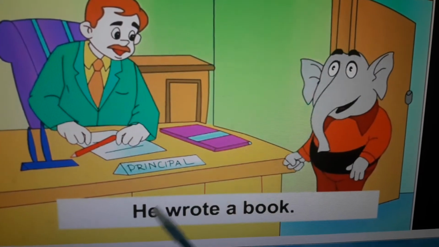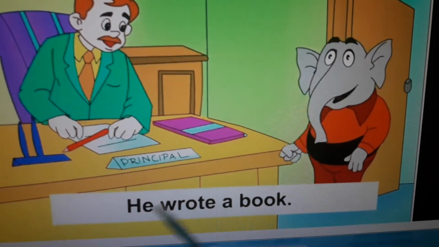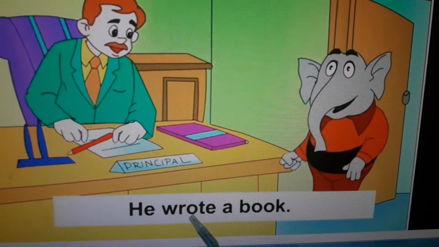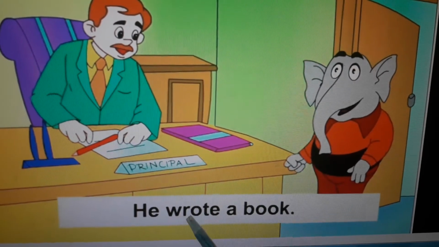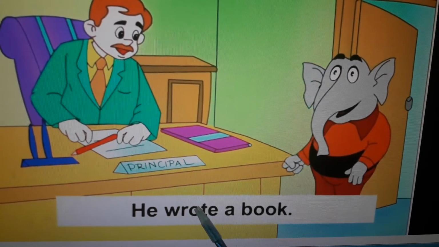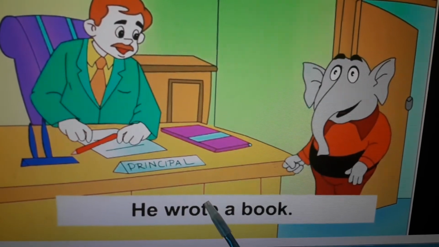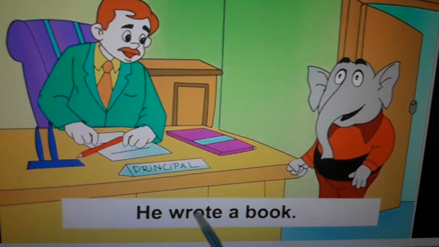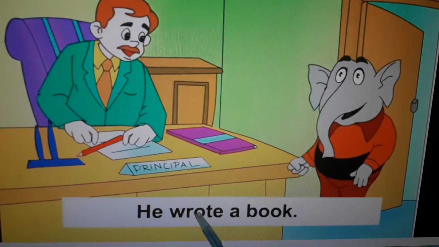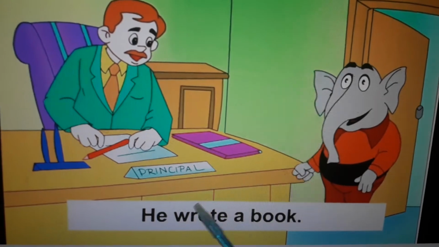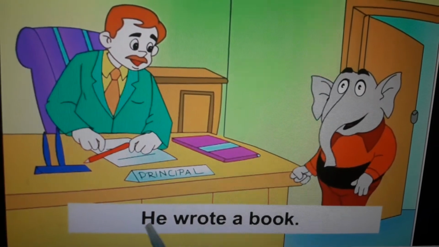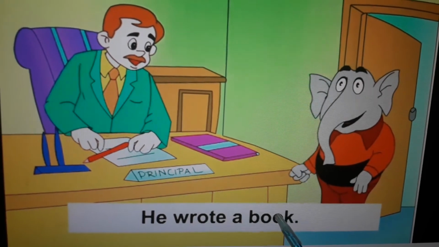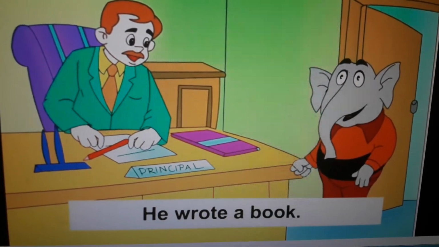Students, in the same way there is another example. First of all, you can see in the sentence he is the subject and then wrote. Students, what is wrote? Wrote is the second form of write. As you know, we have to use the second form of the verb in the past indefinite tense. So write is the first form and we choose the second one, wrote. So this is a positive sentence. Simply we write the subject, then the second form of the verb, and then a book is the object. He wrote a book.